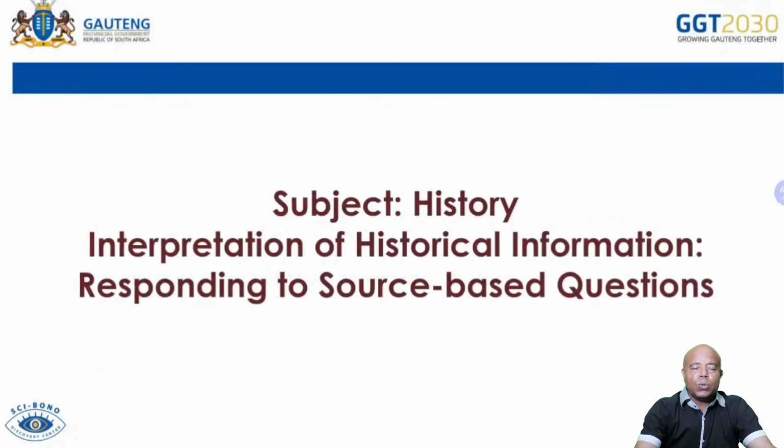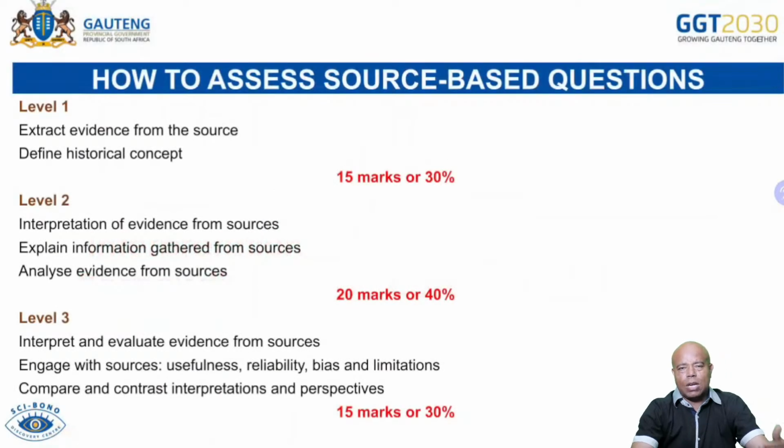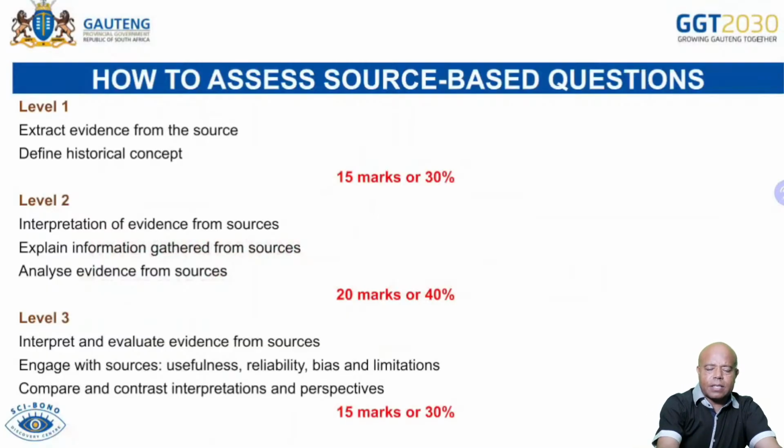So let's quickly go to how we should interpret source-based questions. Remember now that source-based questions are basically divided into level 1, 2, and 3. Level 1 means it's extraction from the source. Then you must define the historical concept at the end of the day. Now, basically this, learners, it is actually 14 marks. This one here, it's 16 marks.